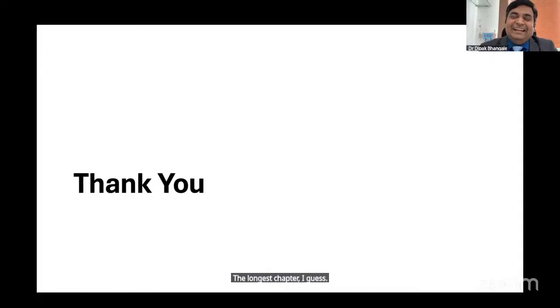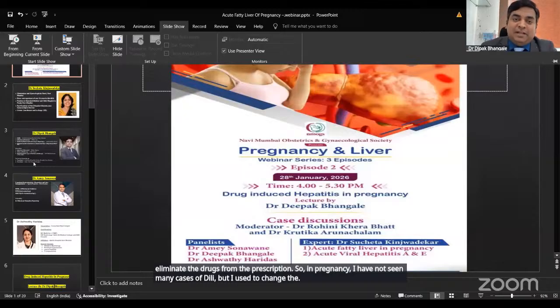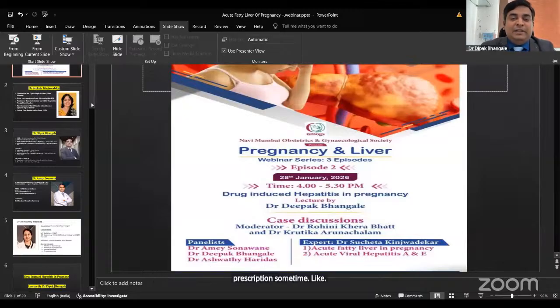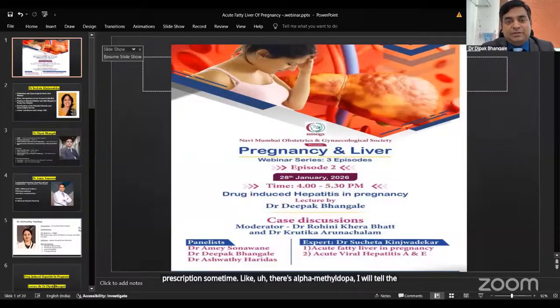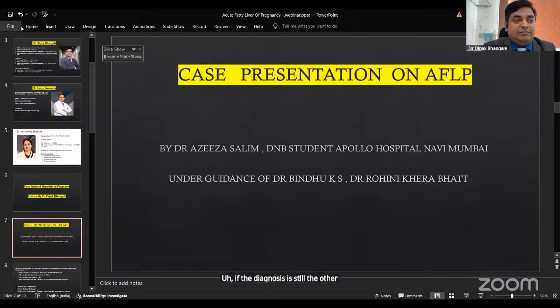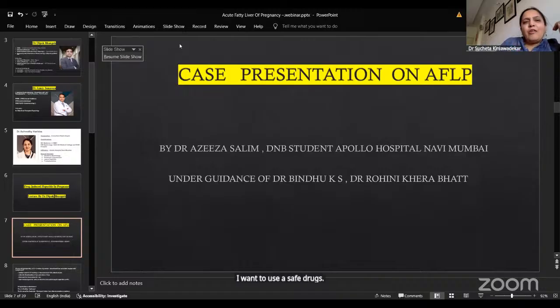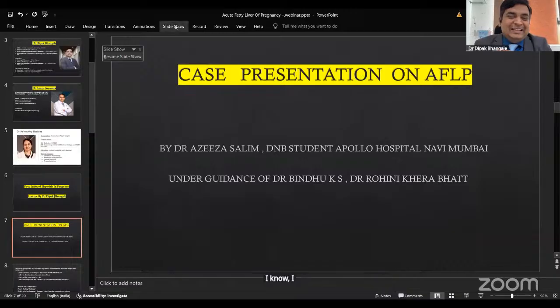Yeah, and we also refer to drugs many times. Half of our work is to eliminate the drugs from the prescription. So in pregnancy, I have not seen many cases of DILI, but I used to change the prescription sometimes. Like if there's alpha methyldopa, I will tell the obs-gynae to change to something else. If the diagnosis is still another disease like viral hepatitis, I still want to use safe drugs. Luckily or unluckily, alpha methyldopa is no more available for us.